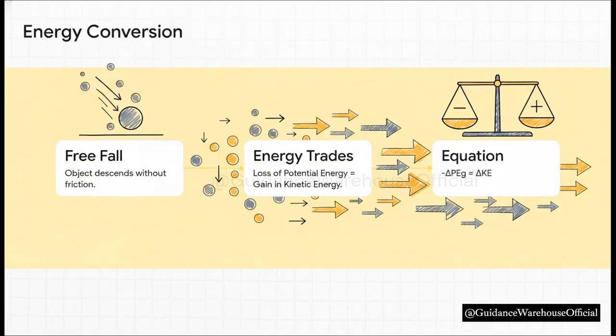Okay, so now that we've got a solid grip on how we store this energy, let's look at what happens when we unleash it. When an object falls freely, assuming we're ignoring air resistance for a second, all that stored potential energy is perfectly converted into kinetic energy, which is the energy of motion. It's a perfect mathematical balance. The negative change in potential energy exactly equals the positive gain in kinetic energy. To put it simply, whatever you lose in height, you gain in speed.